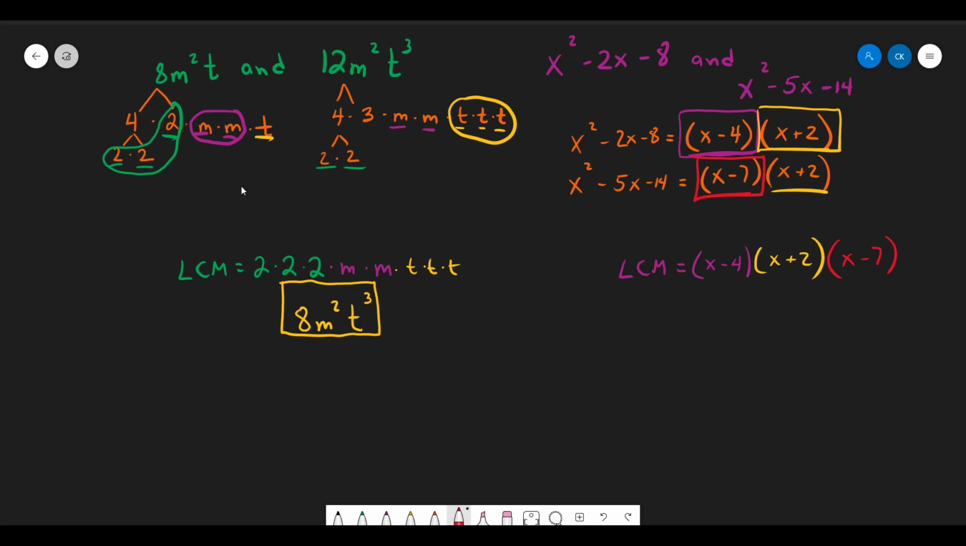Then I move on to doing the same thing I did here. I look at the first factor, x minus 4. There's only one x minus 4 here, but there's none here. 1 is obviously the most, so I'll put that in my LCM. Then I move on to the x plus 2. I see 1 x plus 2 here. I see 1 x plus 2 here. Just like the m's we had in this problem, it doesn't matter which one you pick. You'll put 1 into the LCM. Then I have the x minus 7. There's 1 here. There's none here. So 1 goes into the LCM. And then this would be my final LCM.